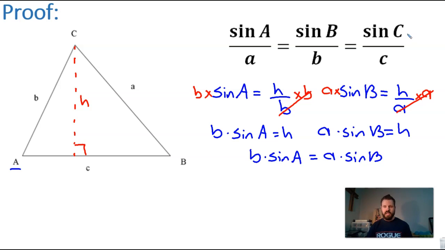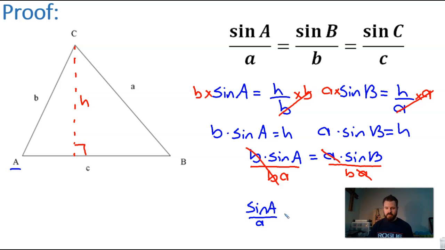So it's starting to look like what we have up top here, and then as a last step, what I can do is divide both sides of this equation by both B and A. And that's going to cancel out the B's on the left, so there's my sine A over A. That's going to cancel the A's on the right, so there's my sine B over B. So that's where that formula up top is coming from.